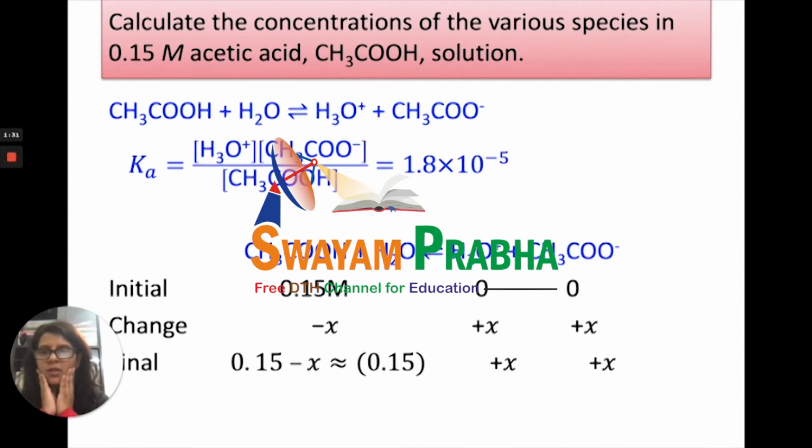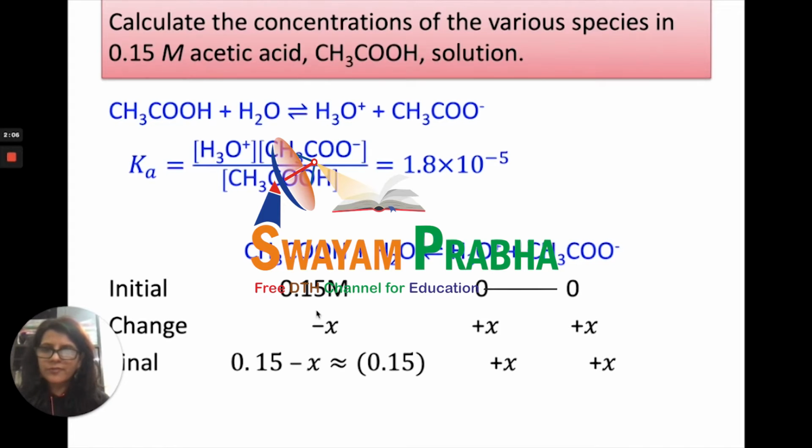Another numerical, just to have a strong understanding of how these numericals are solved. You have to calculate the concentrations of the various species in 0.15 molar acetic acid solution. So how will acetic acid ionize? It gives you H plus and you get acetate ions. You get the value of Ka. This Ka value we already know is 1.8 into 10 to the power minus 5. Whenever you are given numericals in the exam, you will be given the value of Ka if it is required by you. Now, let us see the concentrations of the species.